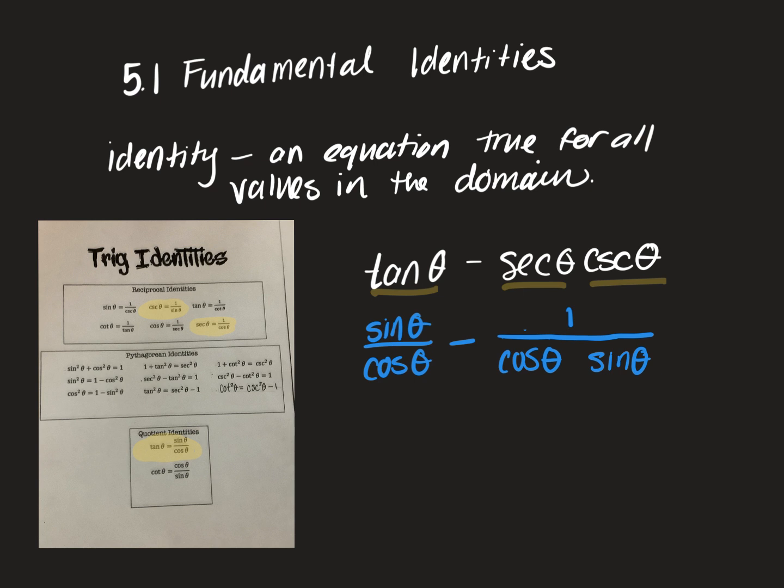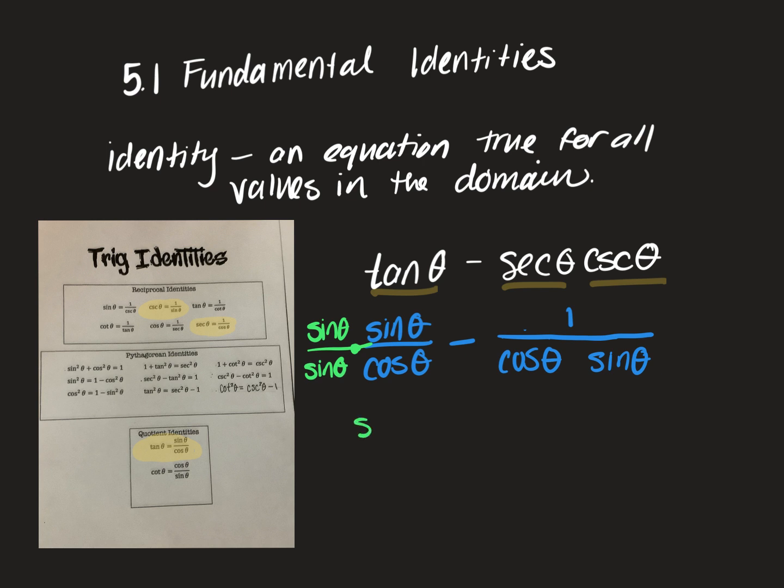Division. How do I subtract fractions? Common denominator, right? So my common denominator would be what? Cosine times sine. This one already has a cosine, so I have to multiply this first fraction by just sine. It already has a cosine. Oh, yeah. Okay.